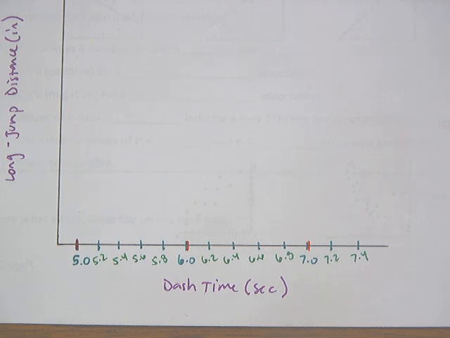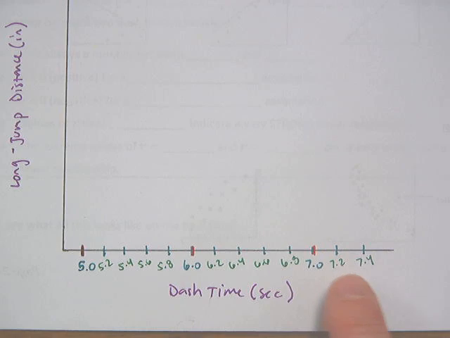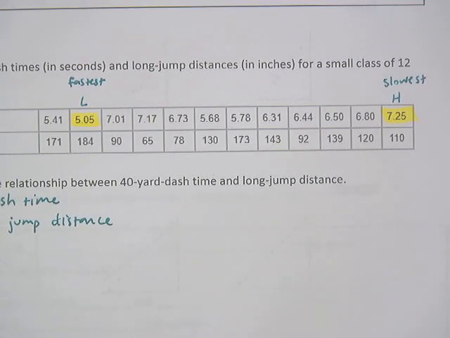That takes care of all of the dash times. Notice we went all the way to 7.4 so that that person with 7.25 had a place to land. Now we're going to switch gears. We're looking at long jump distances. What's the shortest distance anybody jumped?